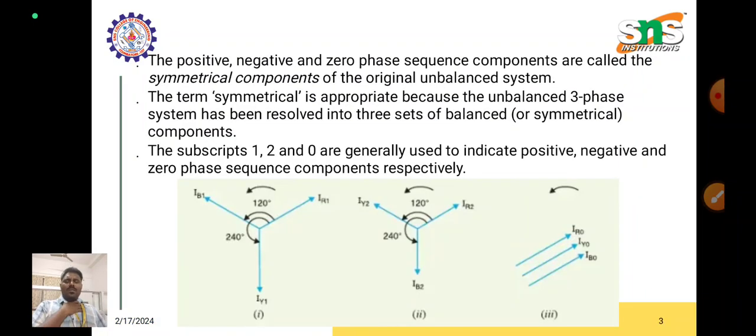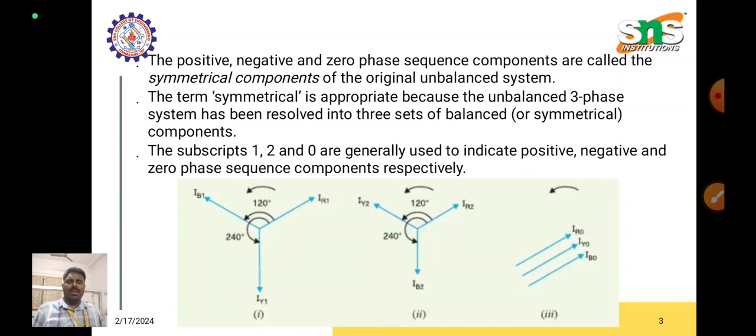So here in the positive sequence, all the three phases R, Y, B are displaced by 120 degrees, and the phase sequence is R, Y, B. But in the negative sequence, all the three phases are also displaced by 120 degrees, but the phase sequence is R, B, Y. So instead of RYB, it is interchanged, and now in the negative sequence it is RBY.